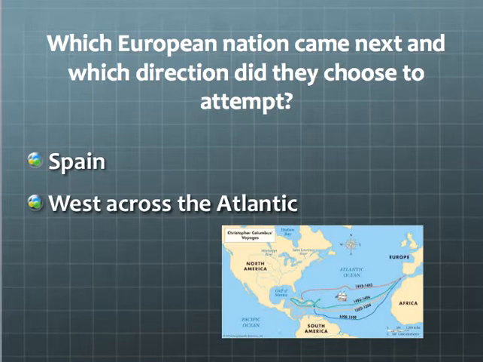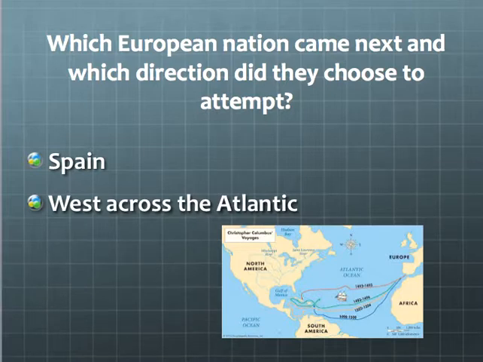All right, which European nation came next? That would be Spain. And which direction did they choose to attempt? They chose to attempt to go west across the Atlantic Ocean and hope to get all the way around to the east. Since the earth is round, that would work. However, they do not know about the Americas.